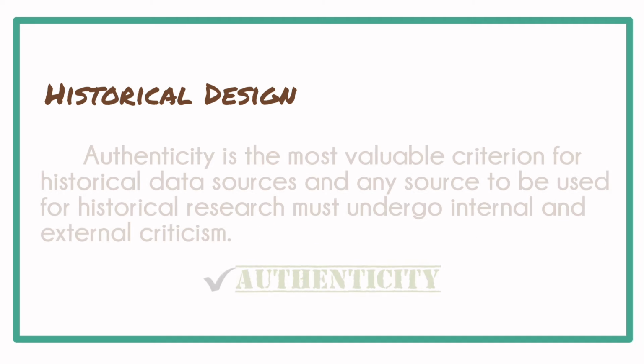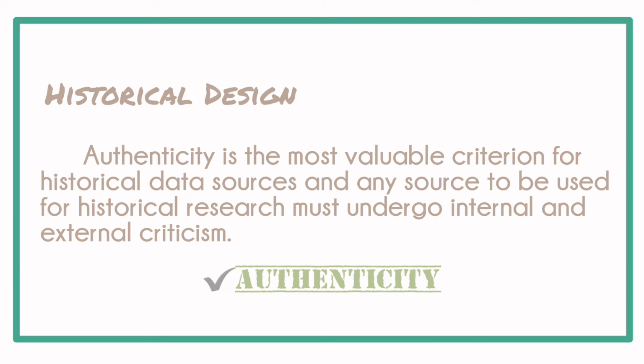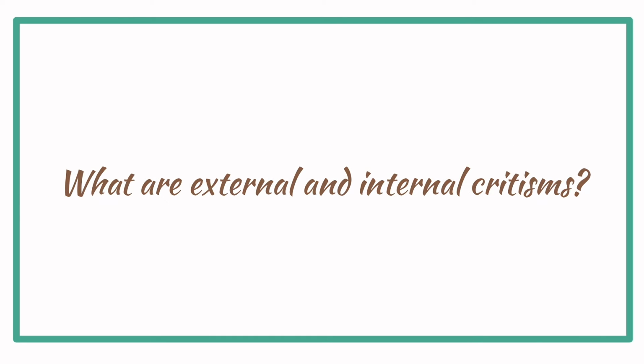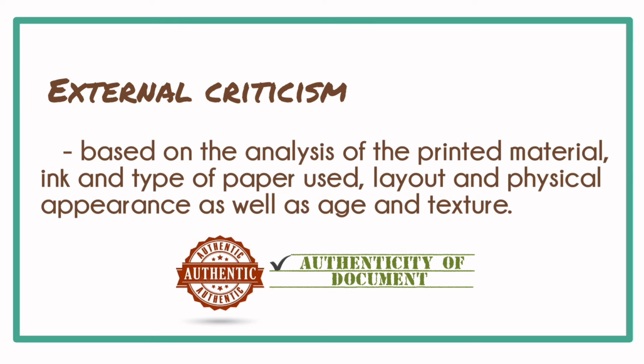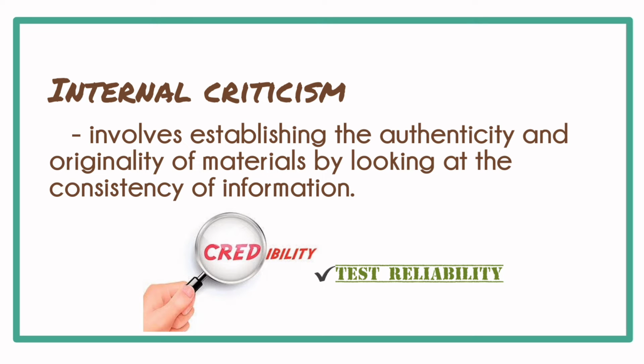This means that there is no way to manipulate the factors of study for different variables or contexts. Authenticity is the most valuable criterion for historical data sources, and any source to be used for historical research must undergo internal and external criticism. What are external and internal criticisms? External criticism is based on the analysis of the printed material, ink and type of paper used, layout and physical appearance, as well as age and texture. While internal criticism involves establishing the authenticity and originality of materials by looking at the consistency of information. Motives and possible biases of the author must be considered in trying to determine the accuracy of the materials.